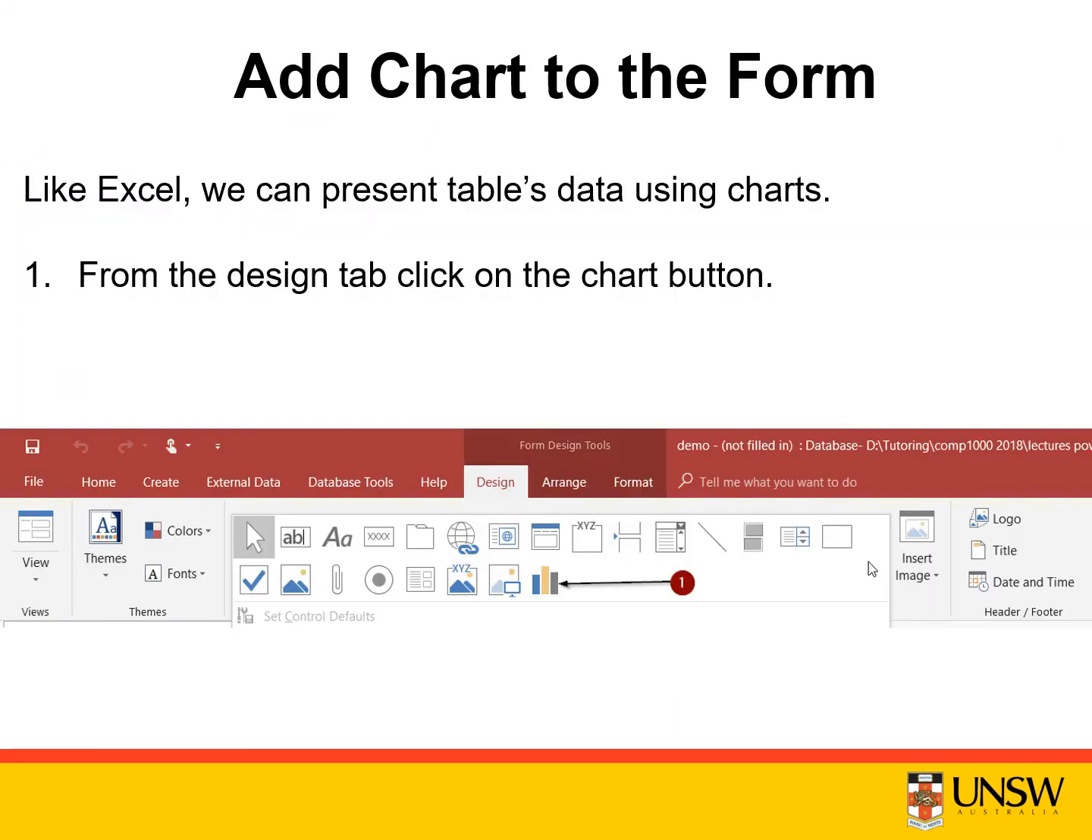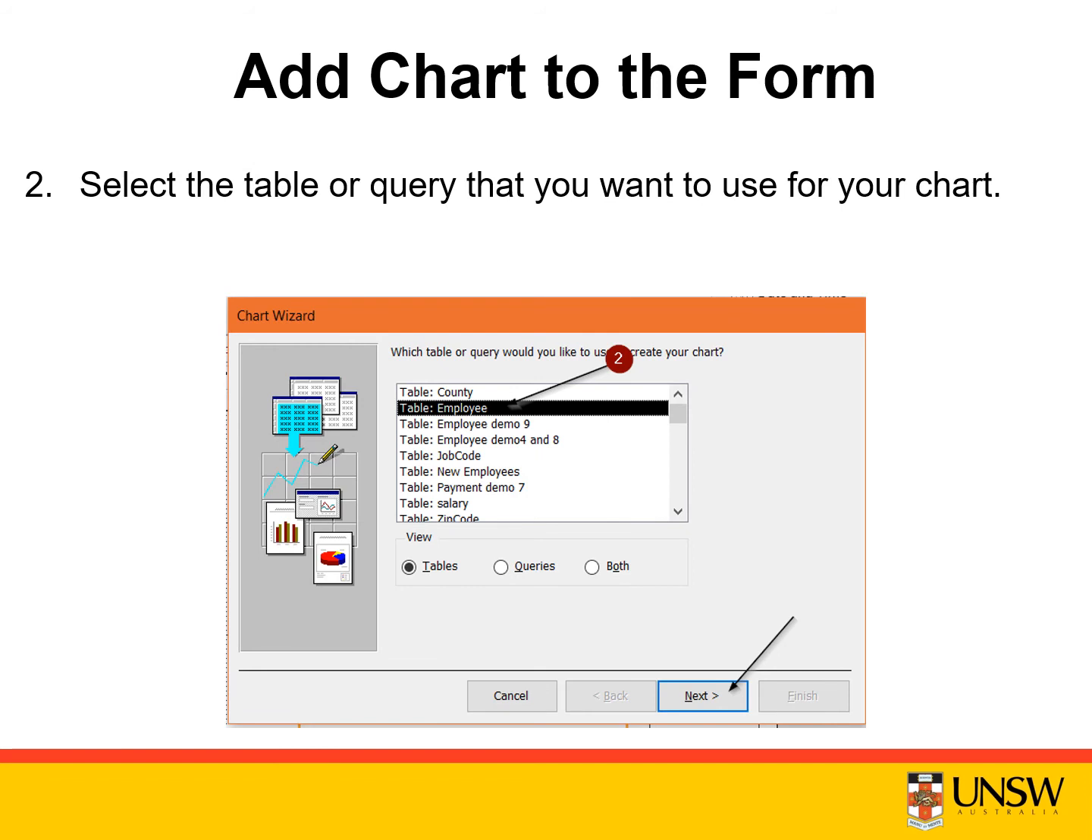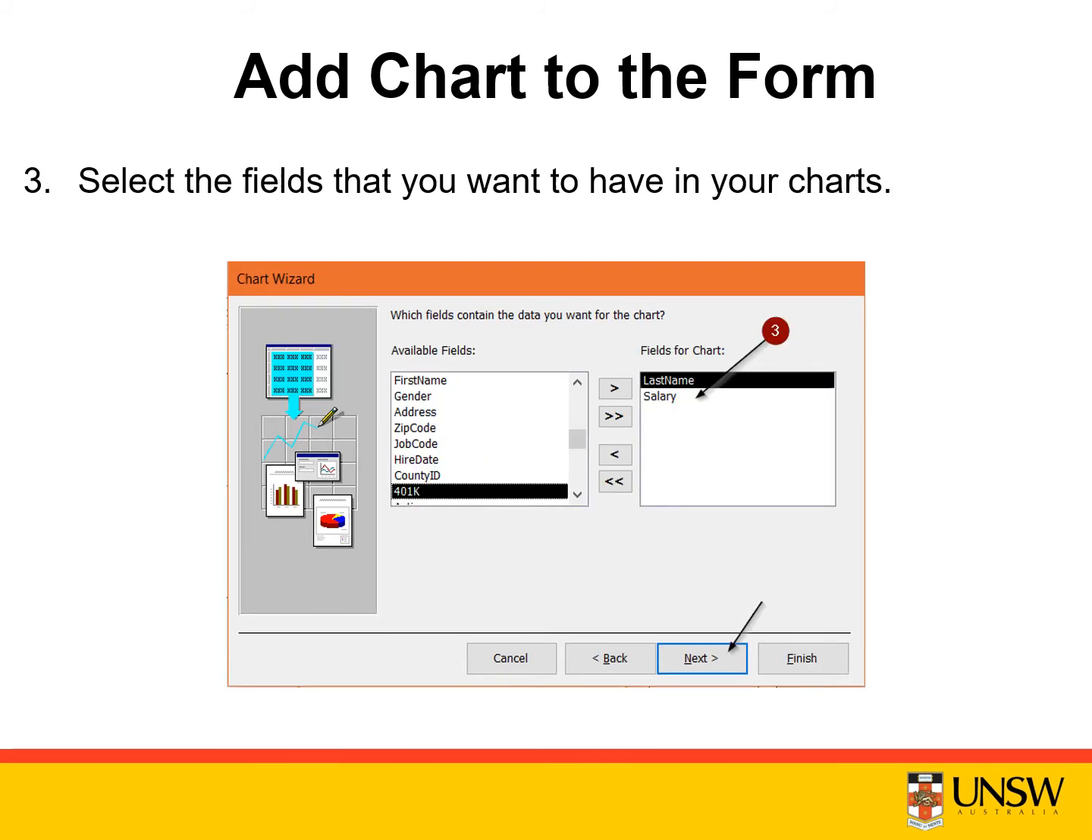One of the useful controls is the Chart control, which is similar to Excel charts. For adding a chart, you should click the Chart control and draw an area on the form. In the first screen of the chart wizard, select the name of the table or the query that you want to use as the chart's data source. Then click the Next button to continue. In this window, choose the fields that you're willing to show in the chart by selecting them from the available fields.